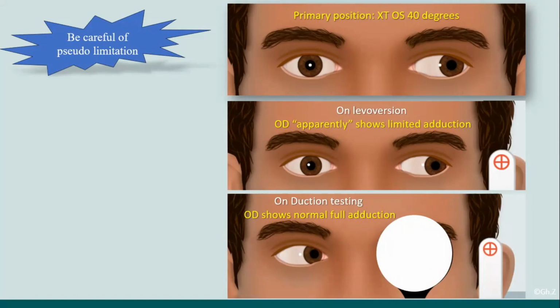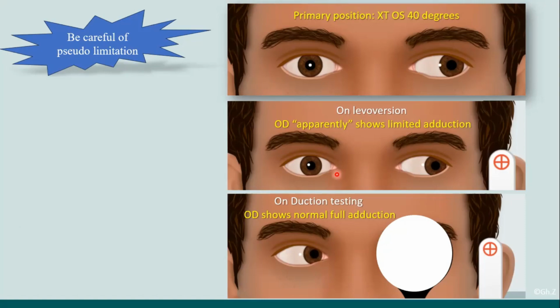As I said before, if we are doing version testing and you notice normal version, there is no need for testing duction. What's the meaning of duction testing? It means each eye separately. But since here in the middle photo we have apparent limitation of adduction, we need to cover this eye to check the movement of the right eye. If it is full, it means that this is just an apparent or pseudo limitation.